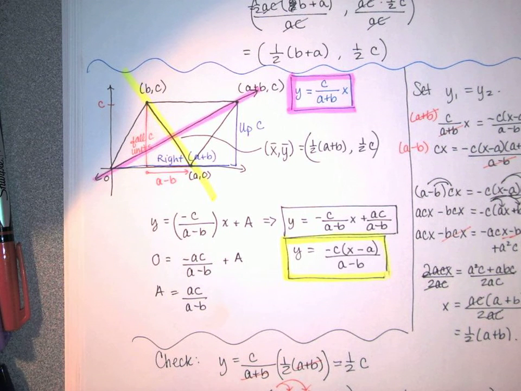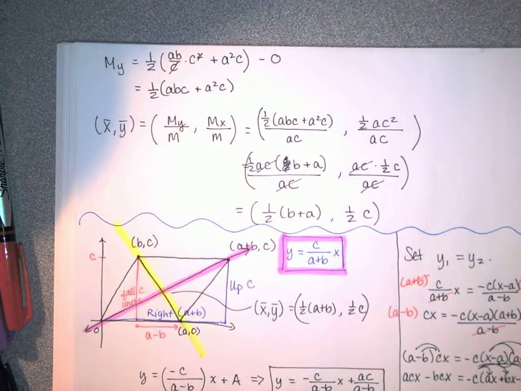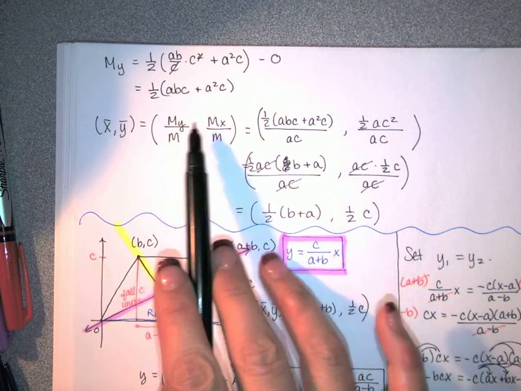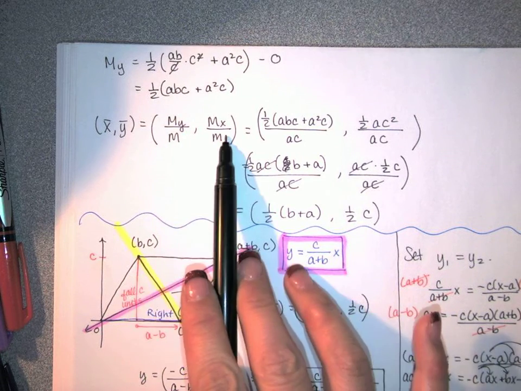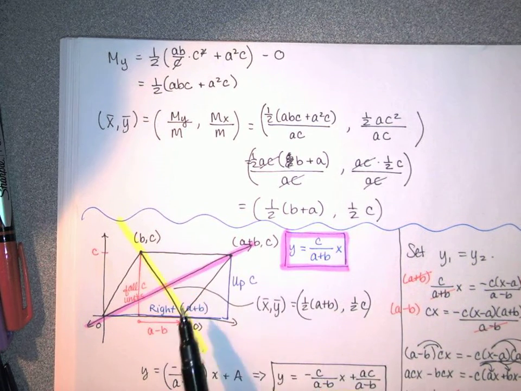So you're going to do something similar. You are asked to show that the centroid of a triangle with certain vertices lies at the point of intersection of the medians, and you're going to follow a similar procedure. First, you're going to find the moments about the x and y axis and the mass. You're going to find the center of mass. It's going to be a formula in terms of the coordinates of those vertices.